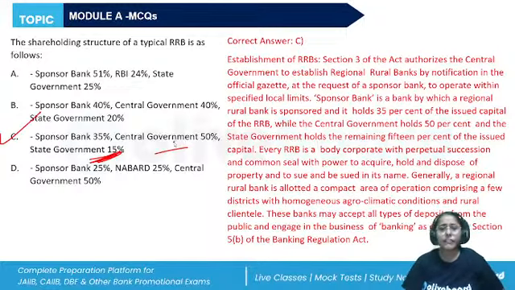Other than this, the management of the affairs rests with the board of directors, right? The directors will be appointed in consultation with the sponsor bank and with previous approval of the central government. The chairman is appointed by the sponsor bank, and the chairman holds the position on a whole-time basis. All right.